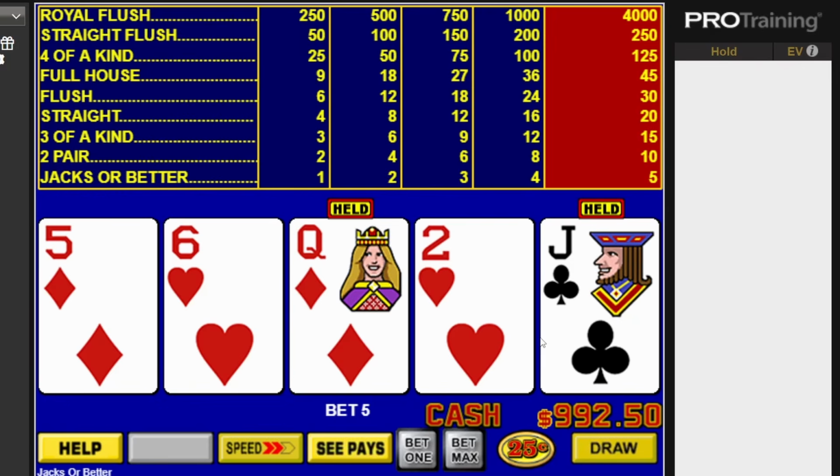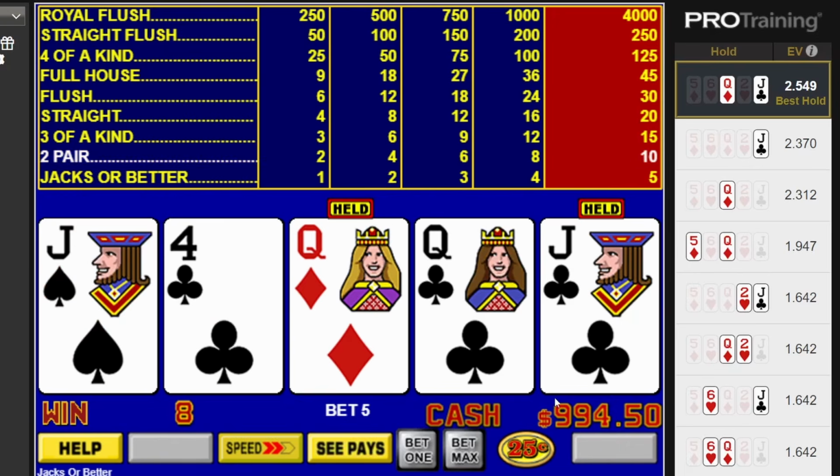This is going to be jack queen. You always want to keep 2 overcards if you can, if you have nothing else. We got 2 pair, which is perfect. That goes through and doubles our money.